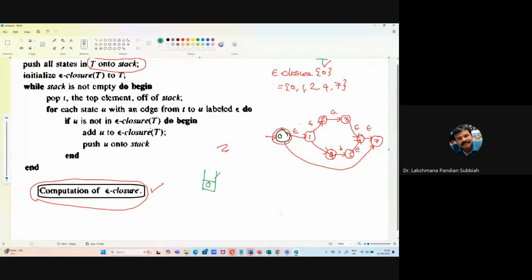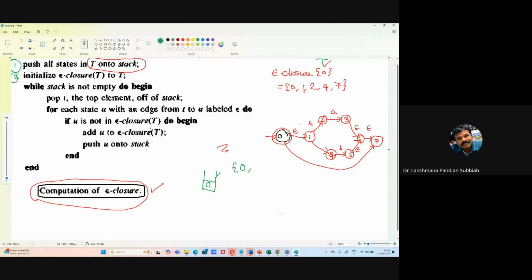So the first step is: push all states in t onto the stack. Here we have only the 0 state, so we are pushing that onto the stack. Right. The second step is to initialize epsilon closure of t to t. So in that epsilon closure, the first step is, you have to include 0.